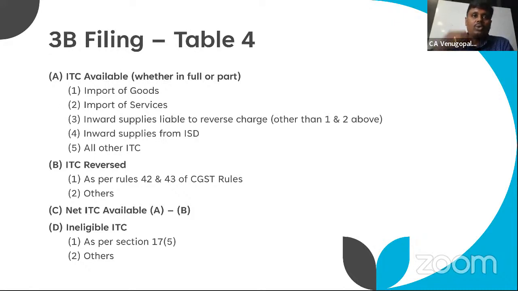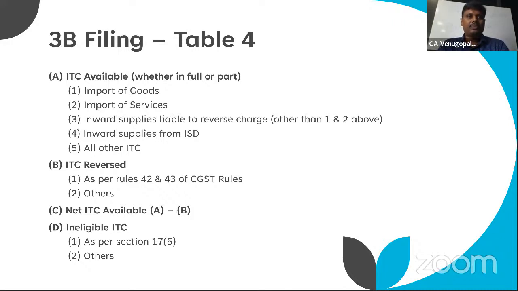4B shows out of the credit that is availed, what is the credit that has to be reversed or has been reversed. The net input tax credit one avails is reported in table 4C. So 4C details the net input tax credit one is availing. The value that goes to the electronic credit ledger is the value in table 4C.